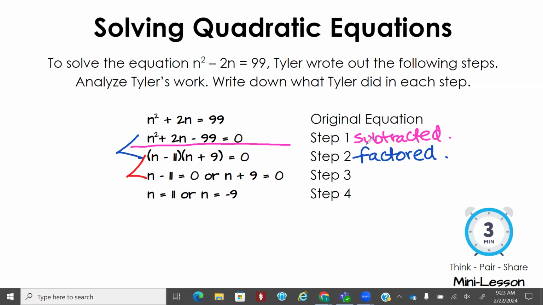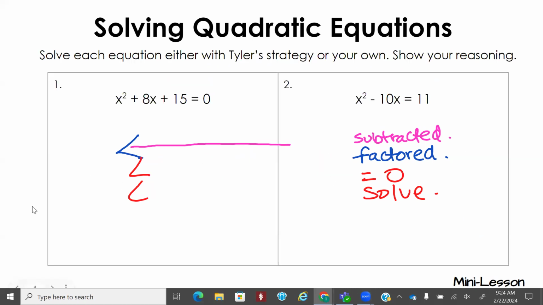From here to here, what did he do? He broke these into two pieces and set them equal to 0. Well, we're going to say set equal to 0, and then on the last step, he actually solved. So from here to here. These are the steps that we do for actual solving. Notice it's the exact same thing as what we have been doing. You're just doing one extra step, which is getting x by itself.